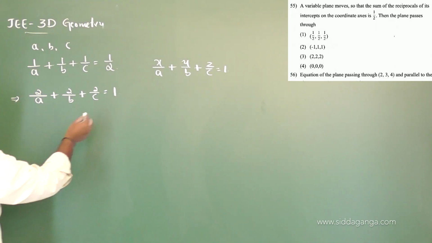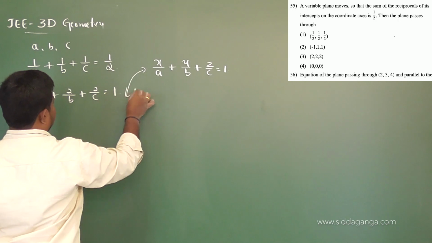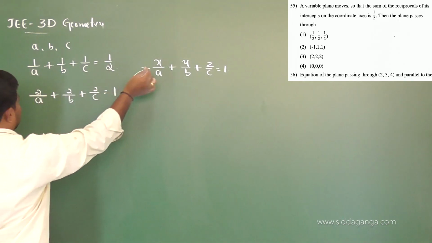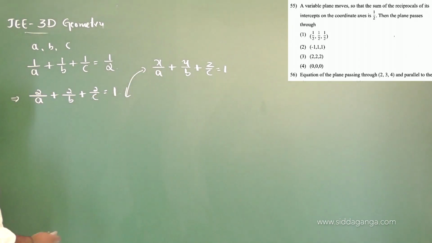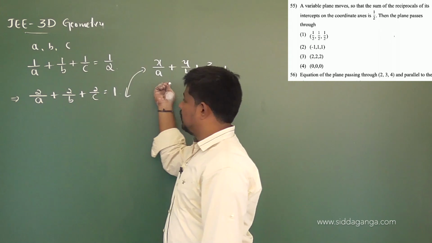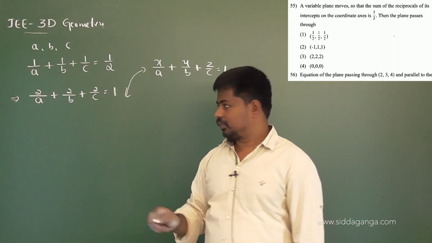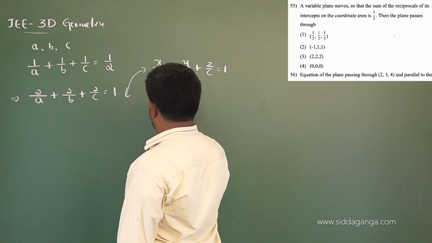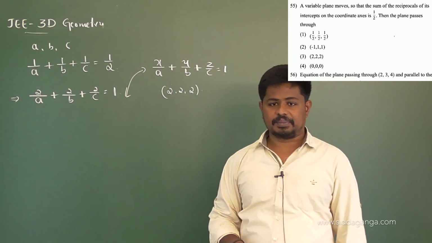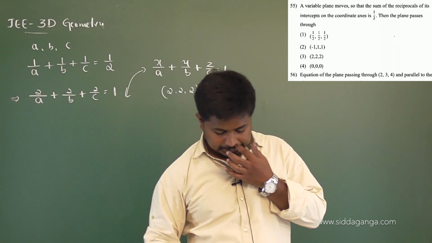Now observe here, compare these two. x is replaced by 2, y is replaced by 2, z is replaced by 2. Whenever this plane passes through 2, 2, 2, then this happens. Of course, this is possible only when the plane passes through the point 2, 2, 2. Yes, 2, 2, 2 is the required point through which the given plane passes. So option 3.